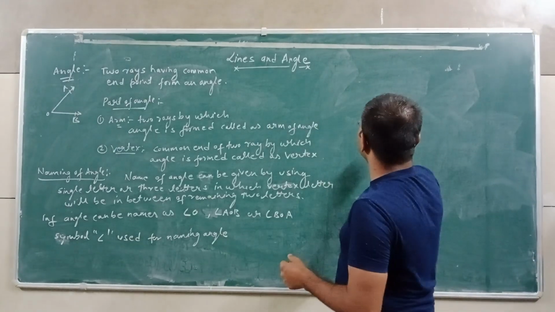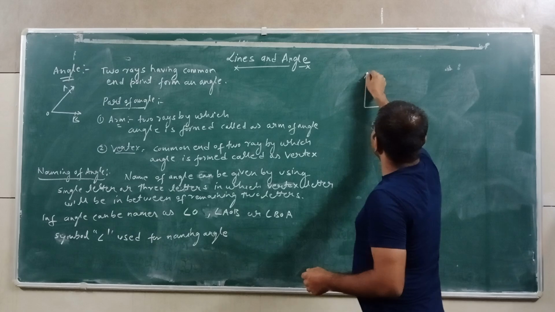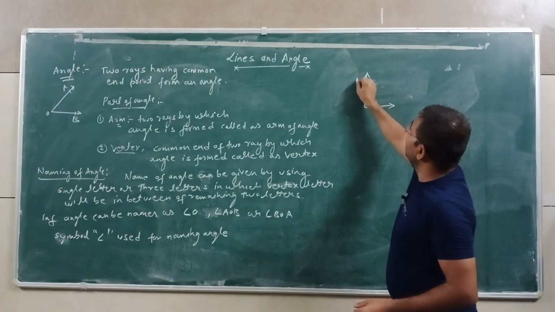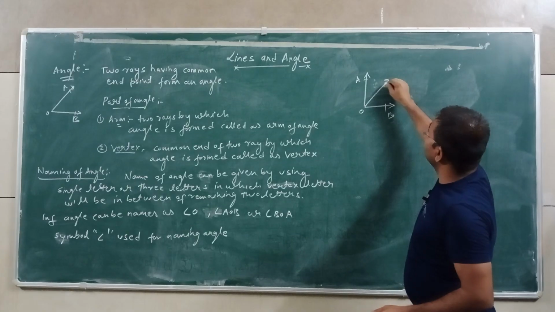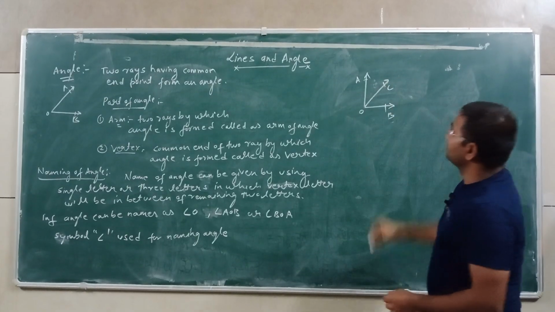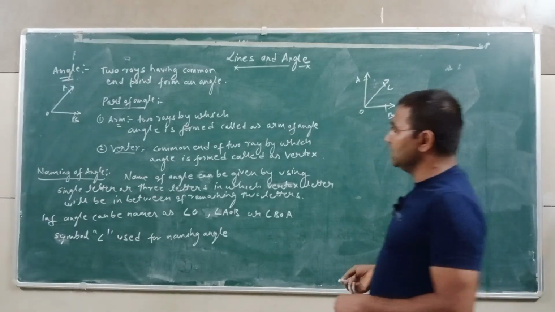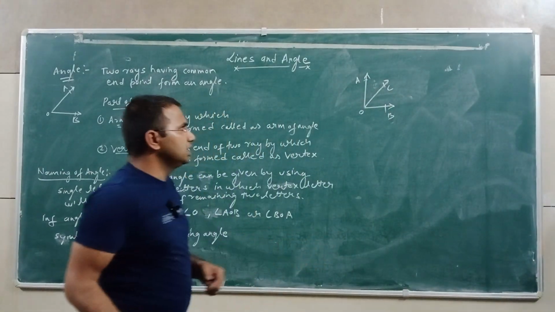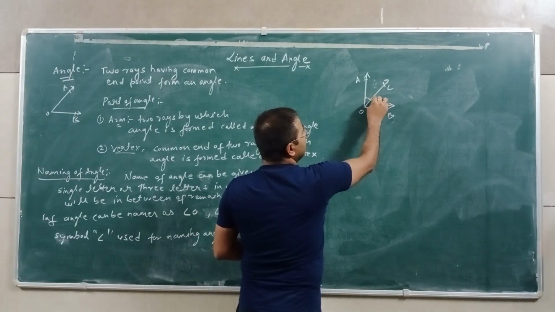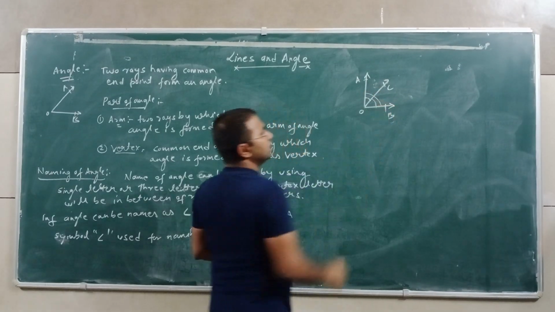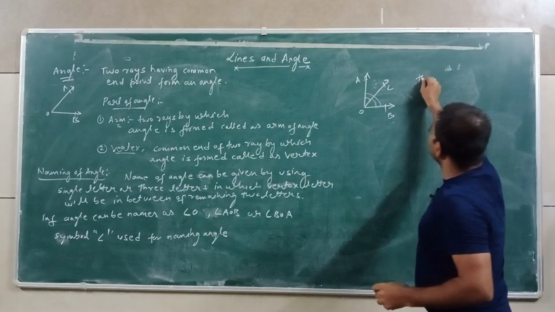Suppose I am making a figure, one figure is there, AOB. Now if you make one more ray, OC, can you tell how many angles are there? Obviously you can tell. First angle is one angle, two angle, and three angle. So there are three angles in the given figure. So what will you write?